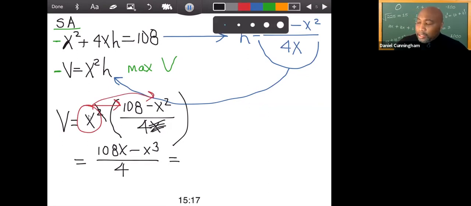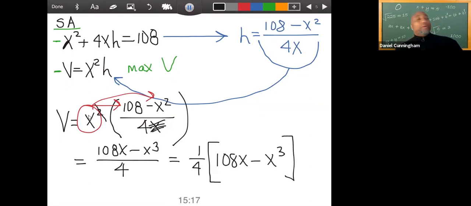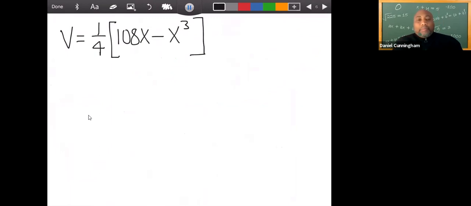So another way I could write this is 1/4 times (108x minus x cubed). That's another way of writing it, and I'm going to use that as a way of solving my problem. So my volume is equal to 1/4 of (108x minus x cubed), if I'm not mistaken. Now again, the problem is asking to find the maximum value.